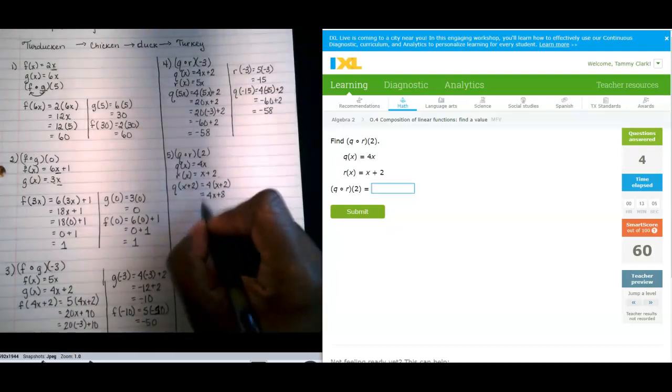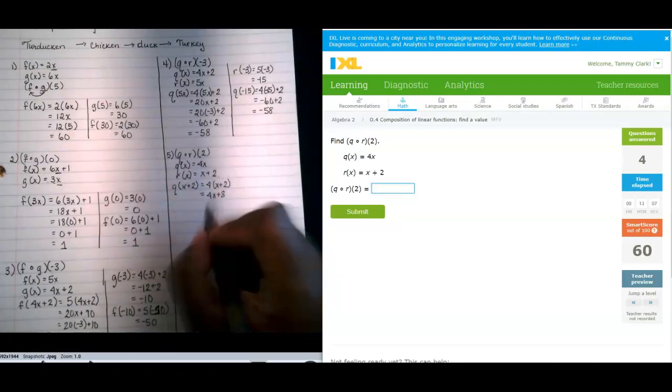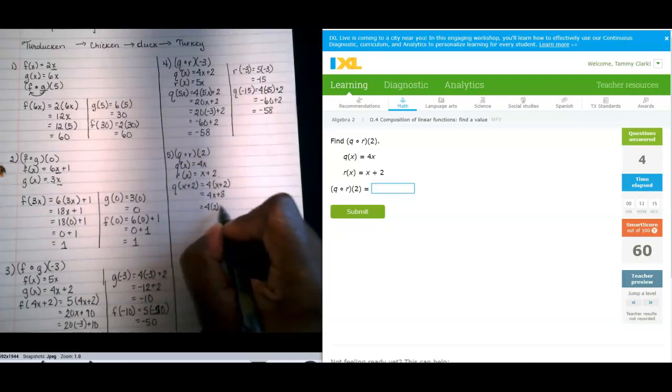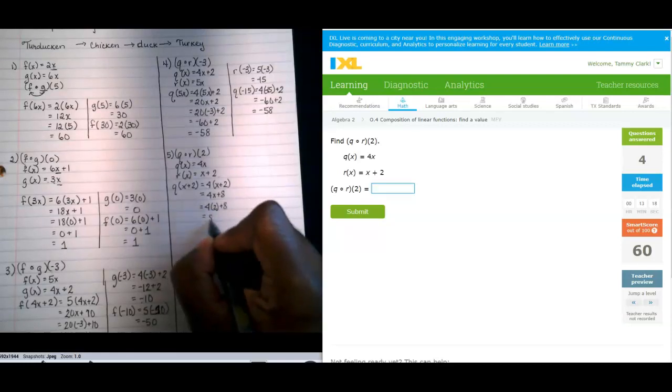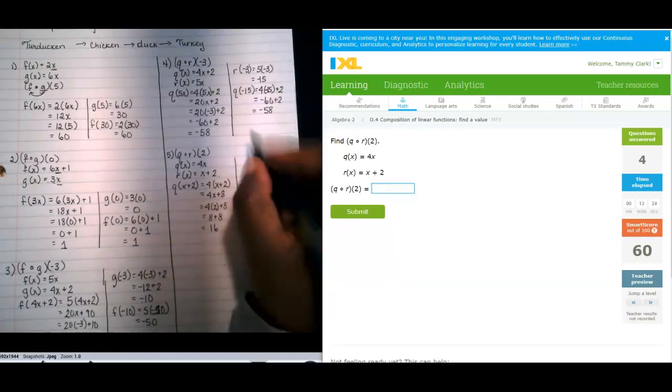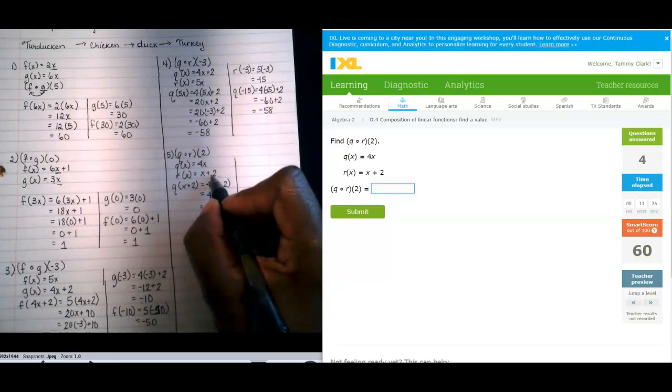And we're going to put in the value of 2. So we've got 4 times 2 plus 8. It's 8 plus 8, which is 16. Then again, if you like it the other way, go ahead and evaluate what you have here.